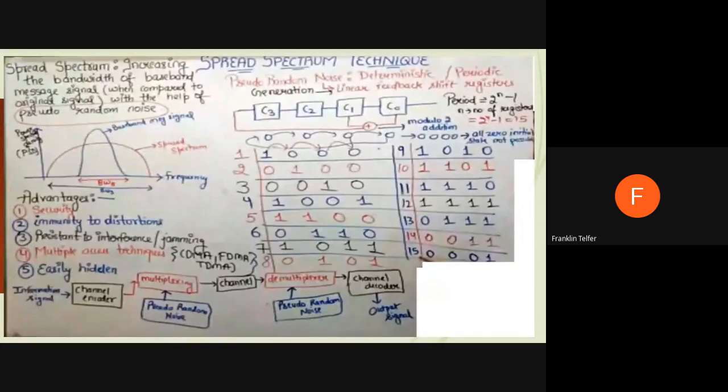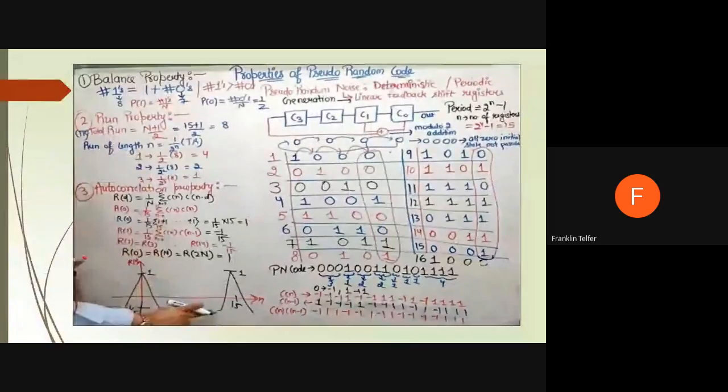In this way, you can generate this pseudo random noise. It is deterministic or periodic, mostly deterministic in nature, and it is linear. You have a linear feedback shift register. Coming to the properties, we have seen three properties: the balance property, the run property, and the autocorrelation property. When you take one of the codes, the final PN sequence can be taken from C naught. C naught gives the final output sequence, the PN code.